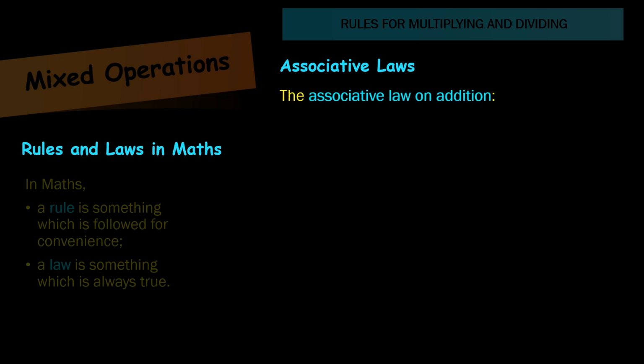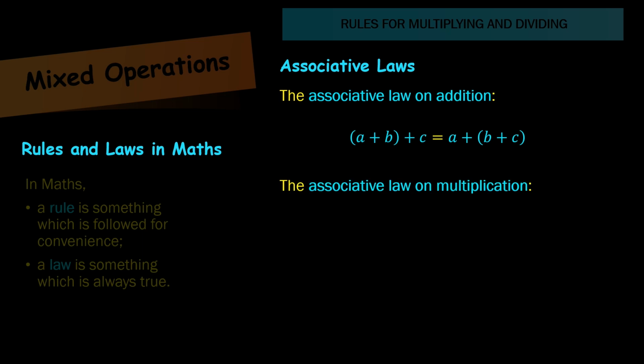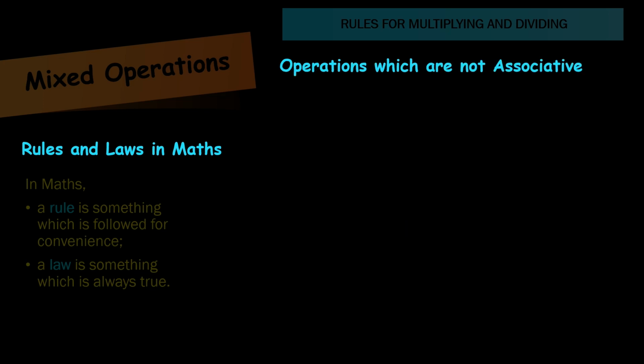So the associative law on addition is as shown, and the associative law on multiplication is as shown here. There are operations which are not associative. So for example, subtraction is not associative.